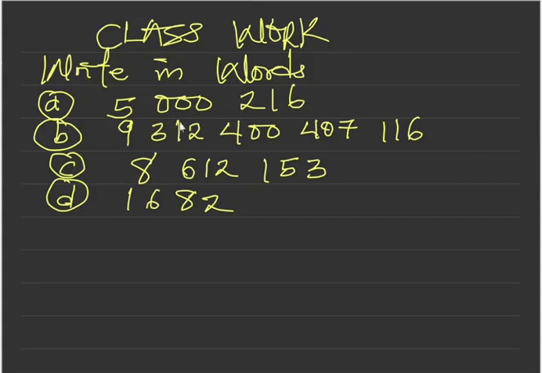So the A: 5,000,216. B: 9,312,400,407. C: 8,612,152. D: 1,682. So you will do this. You write it before you go to the next stage of this class.